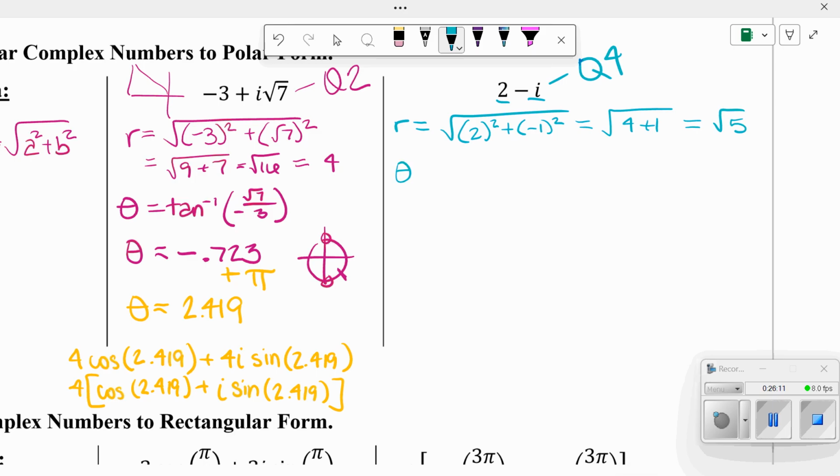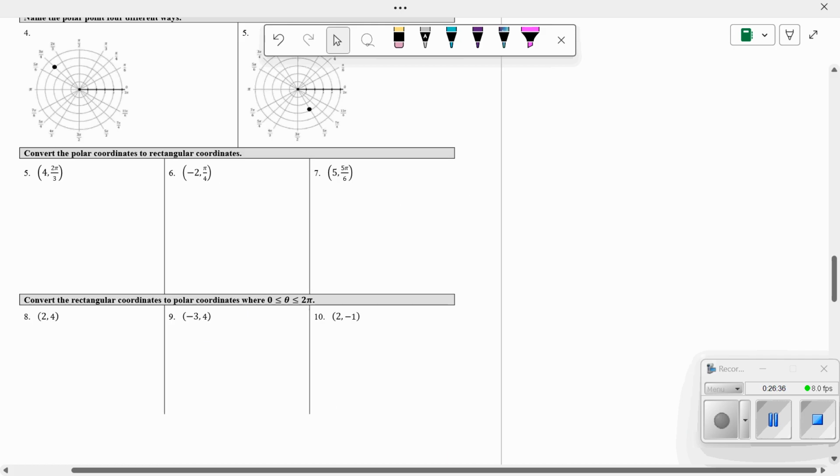And then to find theta, I'm going to do tan inverse of y over x. So it's -1/2. And when I plug that into my calculator, I'm getting a -0.463. Okay, tan inverse lives in 1 and 4, and we're getting a negative. Now, check the directions on this one.